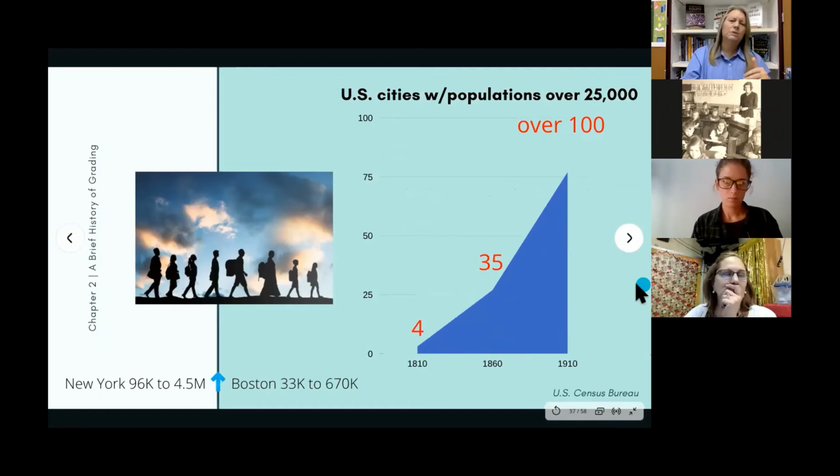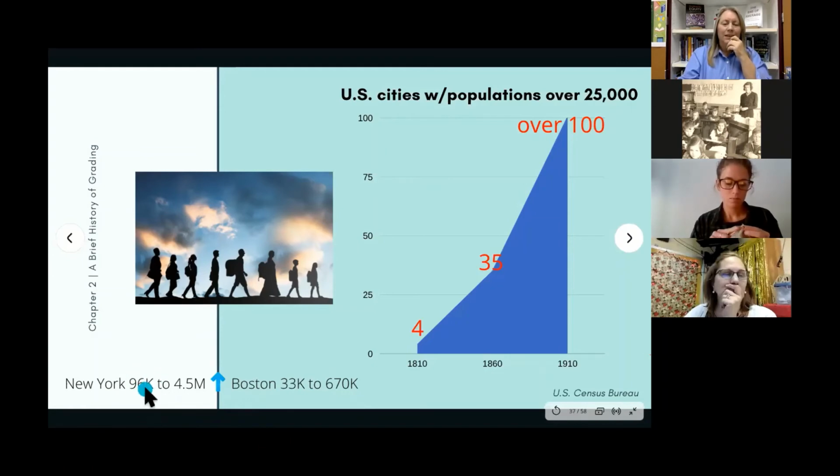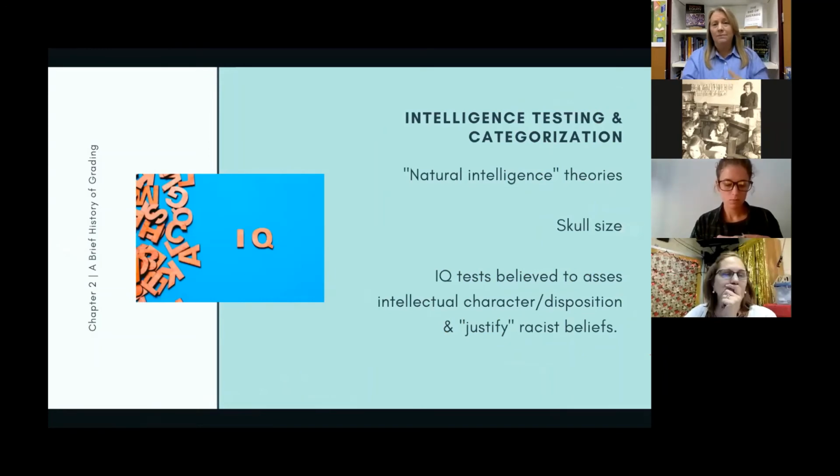And I did a little extra research and found that cities like New York went from 96,000 people in 1810 to 4.5 million people. That is giant growth. That is so much growth. Imagine how those schools changed with so many more students there. Boston went from 33,000 to 670,000. And here we only had 4 cities that were over 25,000 people in population, and it boomed to well over 100 cities like that. So that really changed schools and the way teachers had to grade.